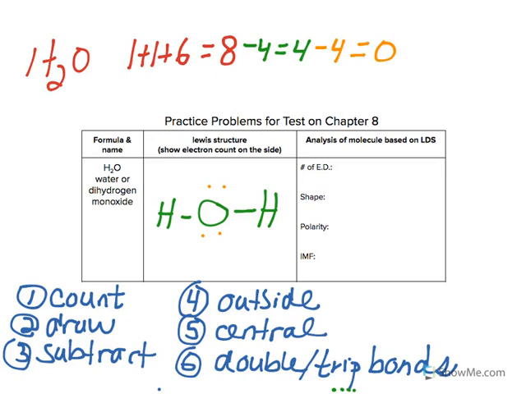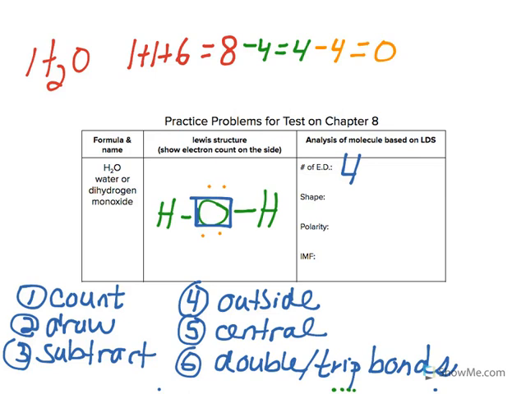So now I count the number of electron domains. And an electron domain is a bond or a lone pair. So if I look around oxygen, if I make a box around oxygen, there's 4 sides to the box. And how many of those 4 sides are there electrons? 4. So that means that it has 4 electron domains.